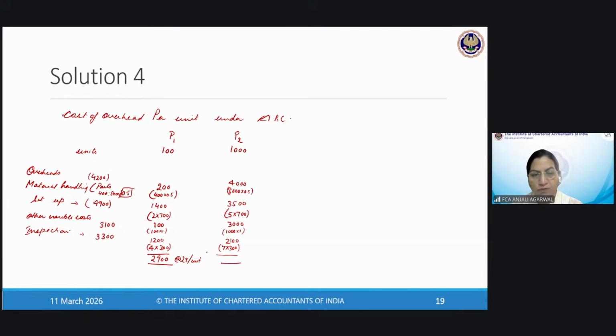For product P2, 4,000 plus 3,500 plus 3,000 plus 2,100, so it is 12,600. You will also ensure that you verify your calculations. 12,600 plus 2,900, 15,500. So that means calculations are correct. Divide by 1,000. So this comes out to be at the rate of 12.60 per unit.